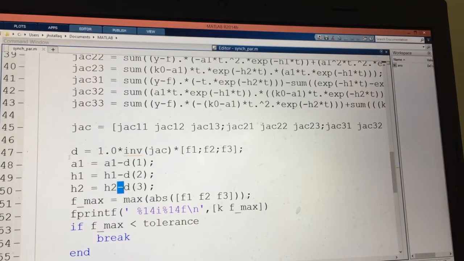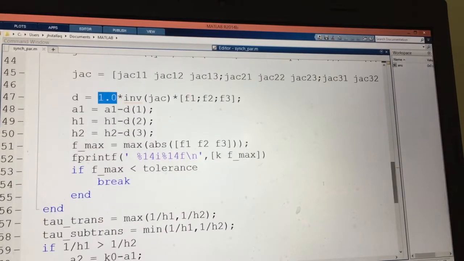which is d. We have calculated 1. I put here 1. If you find problems in divergence, you can reduce this one, make it 0.1, 0.2, and so on. It will slow down the convergence, but it can make it succeed.